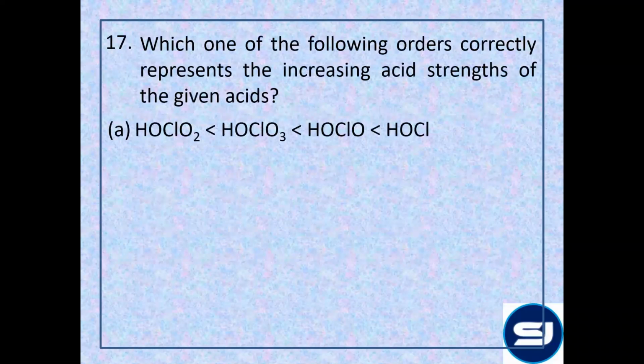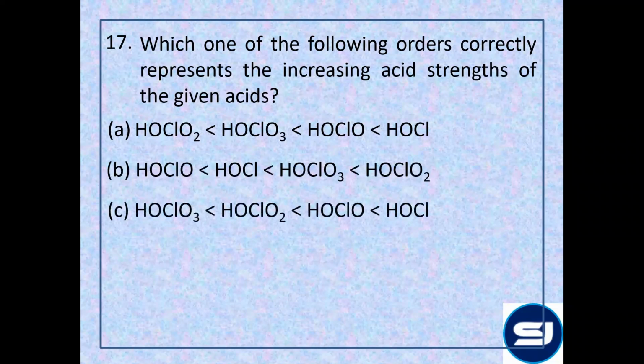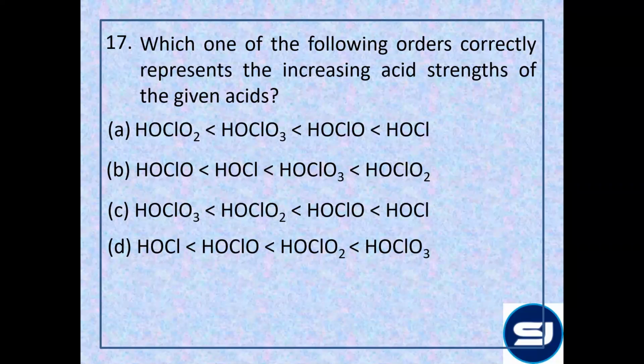Which of the following order correctly represents the increasing order of acids? These are the oxy acids of chlorine. Chlorine, which was the strongest? Perchloric, then chloric, then chlorous, and then hypochlorous. And these are the formulas, which is HClO4, HClO3, HClO2 and HOCl. और ये जो लिखने का तरीका है वो स्ट्रक्चर को भी रिलेट कर देता है.